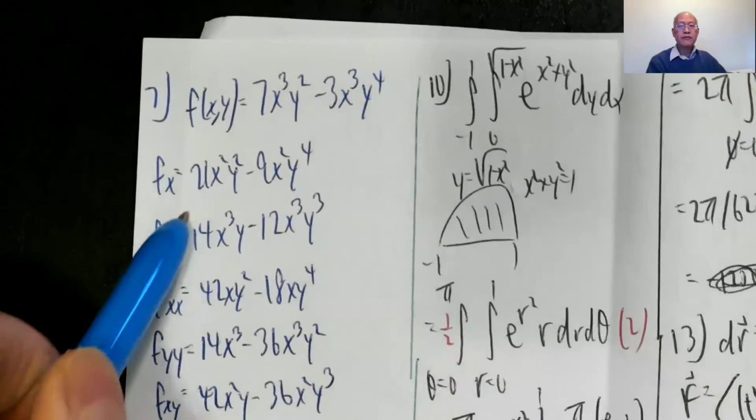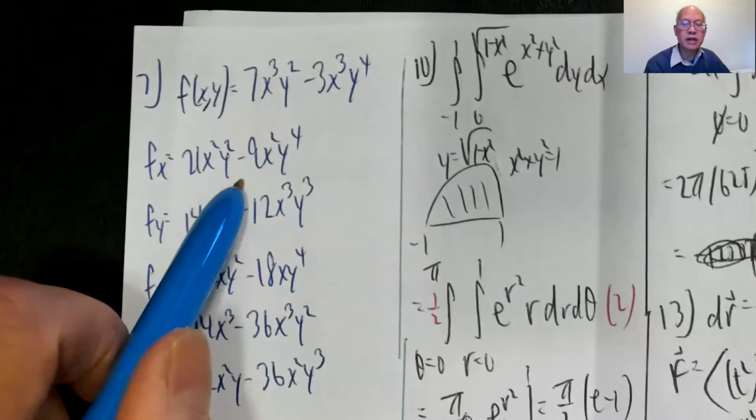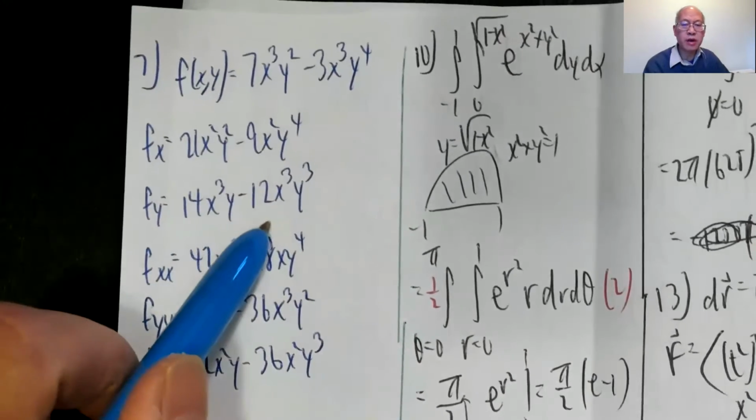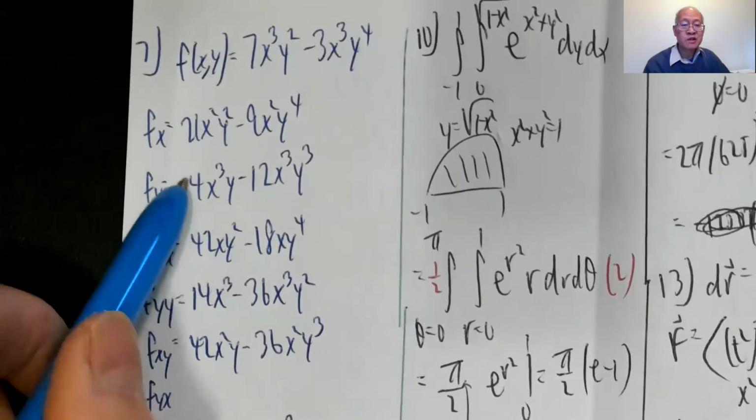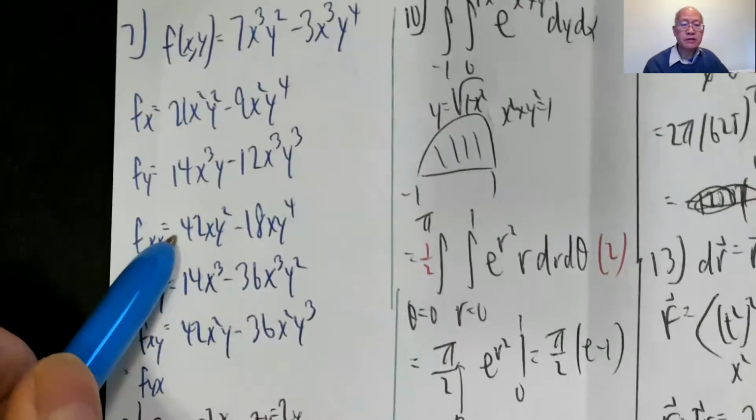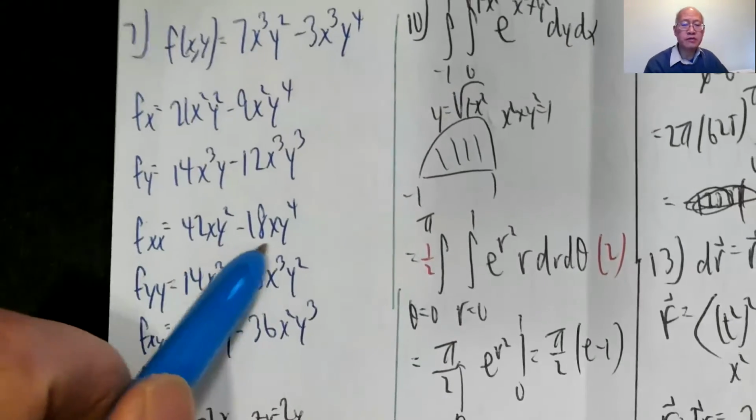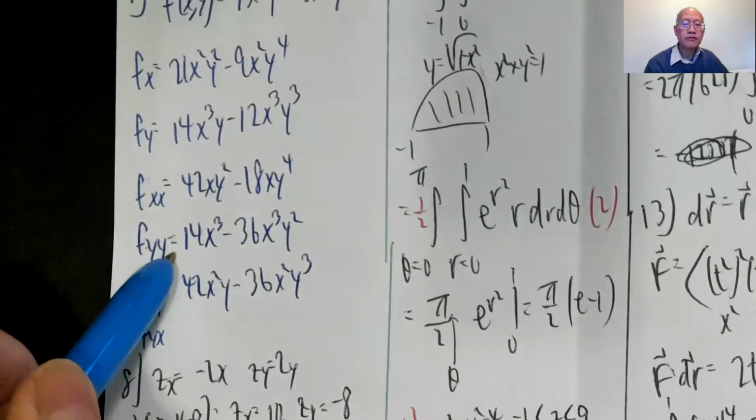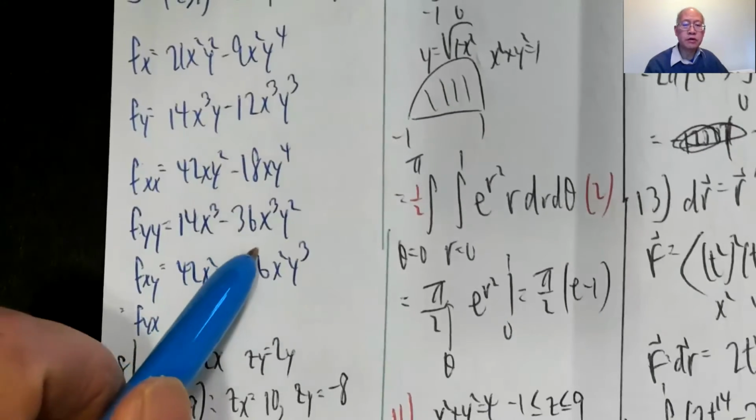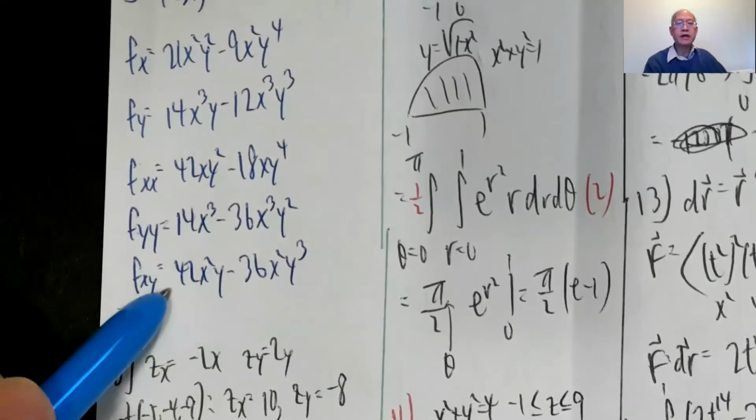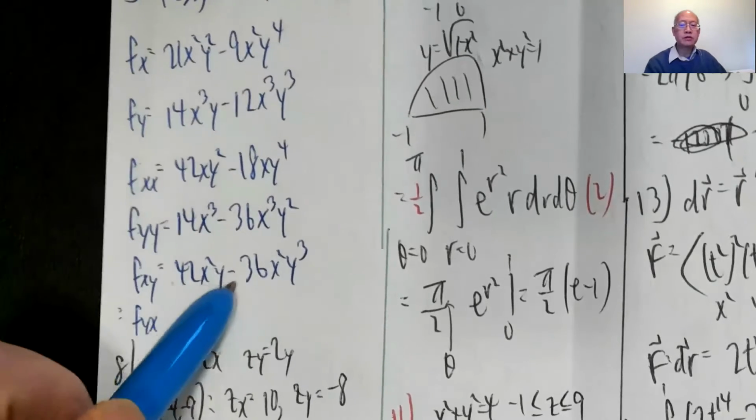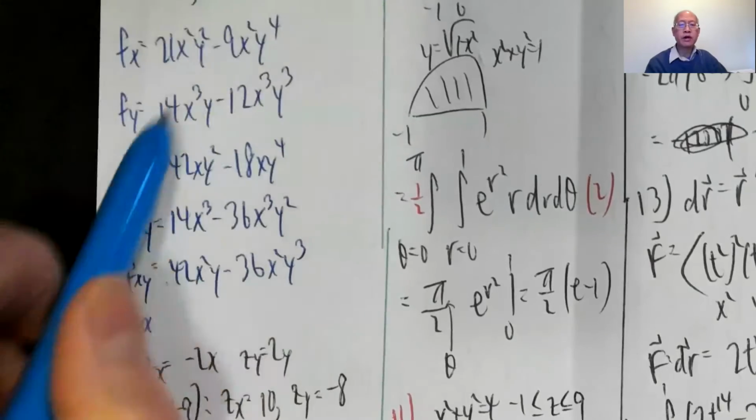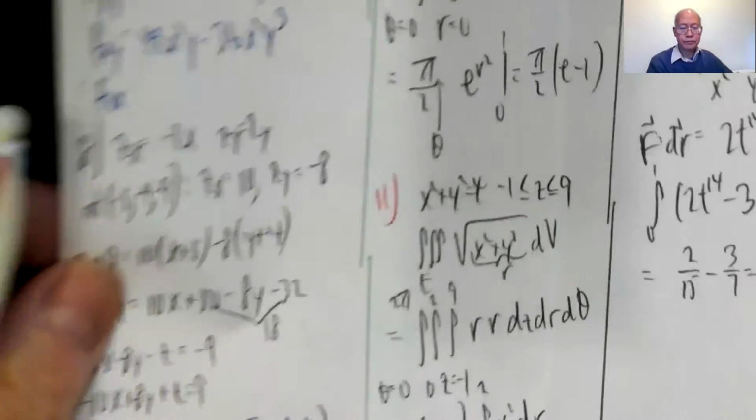Number 7, fx is 21x squared y squared minus 9x squared y to the 4th. Fy is 14x cubed y minus 12x cubed y cubed. Fxx: take this one and differentiate with respect to x, 42xy squared minus 18xy to the fourth. Fyy, take the derivative of this with respect to y, 14x cubed minus 36x cubed y squared. Fxy or fyx, 42x squared y minus 36x squared y cubed. You can check that they both were.